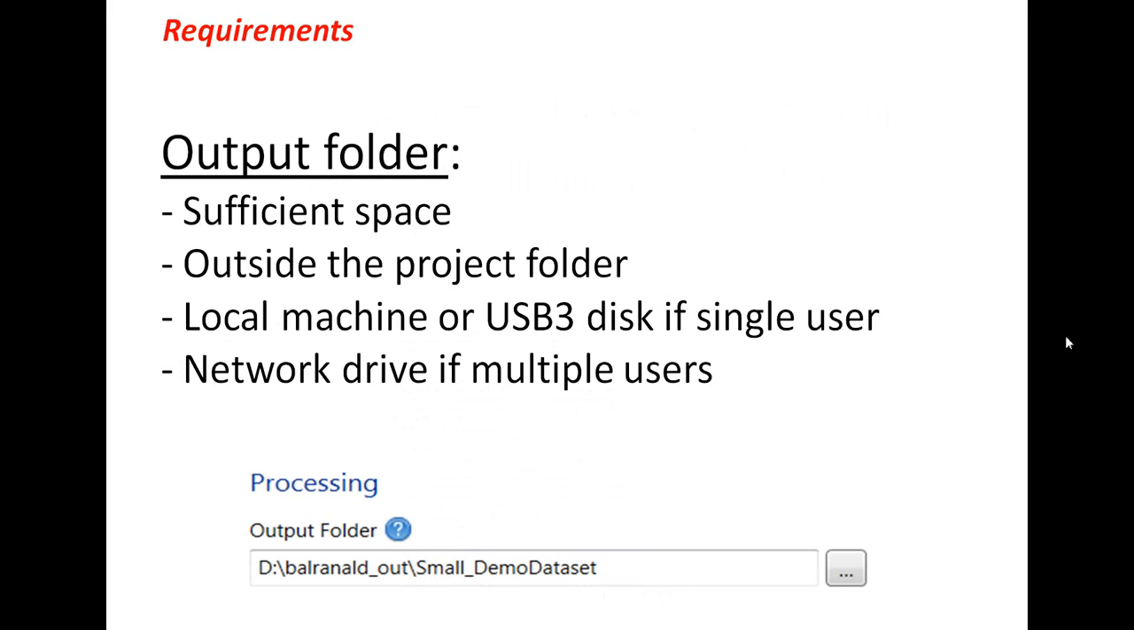The output folder selected must have sufficient available disk space. The DEM mosaic requires about 1/20th the size of the DEM dataset, while other outputs require a relatively small amount of space. The output folder must also be located outside the project folder, and as it is shared between users, if there will be multiple users of the project, it should be located on a network drive so everyone can access it. If there will only be a single user for the project, the output folder should be located on the local machine or a USB 3 connected external disk for increased speed.